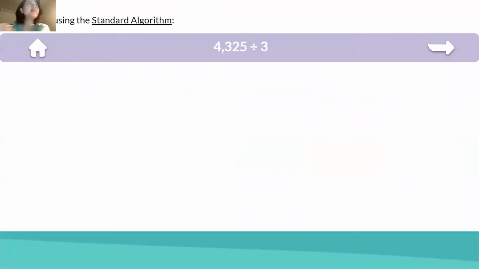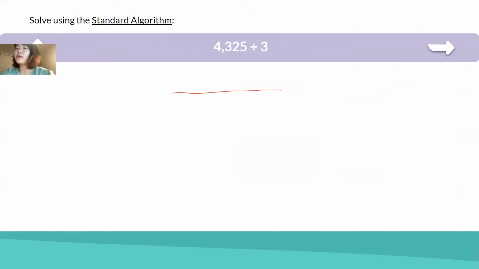Okay, and let's see this one. So we're solving this problem by using the standard algorithm. So the problem is 4,325 divided by 3. So let's start from here first. 4,325 divided by 3. Okay, and let's start from the thousands place, always the largest unit. So 4 is bigger than 3, so we can divide this. So what is the largest number we can break from 4 into 3 groups?